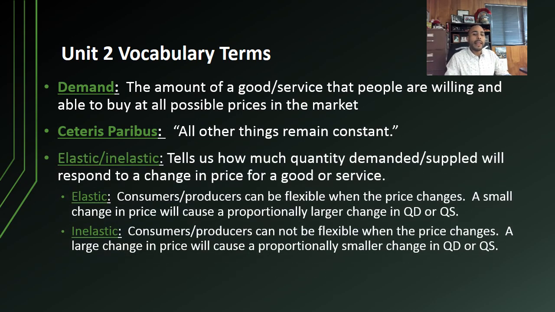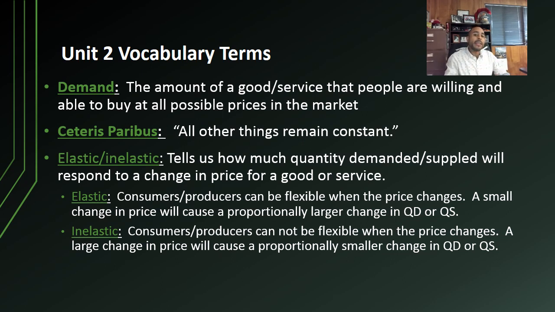Next up, elastic versus inelastic. Hopefully you remember that rubber bands are elastic, so they're flexible. So when we talk about elasticity of supply or demand, what we're really talking about is how flexible can producers or consumers be if the price changes. So elasticity tells us how much the quantity demanded or the quantity supplied will respond to a change in the price of a good or a service.